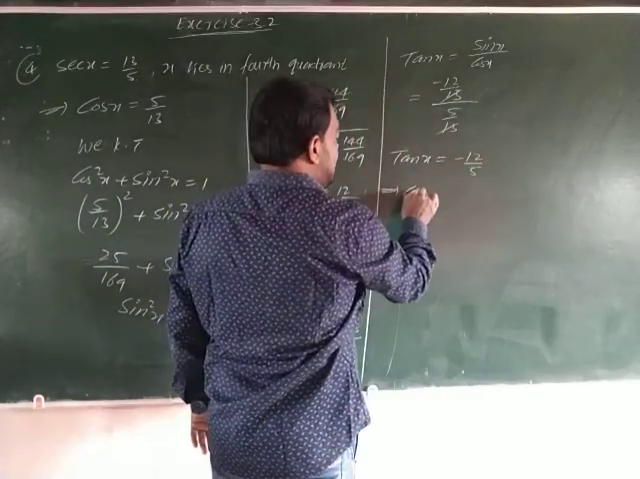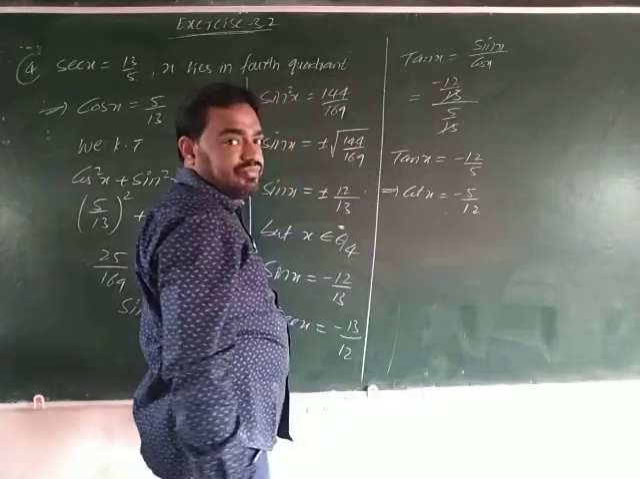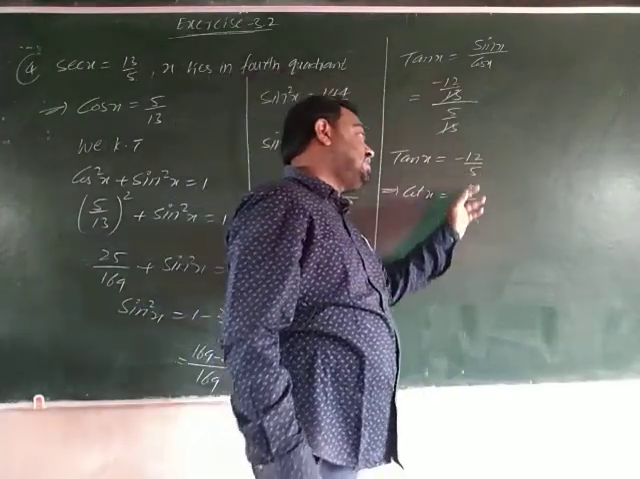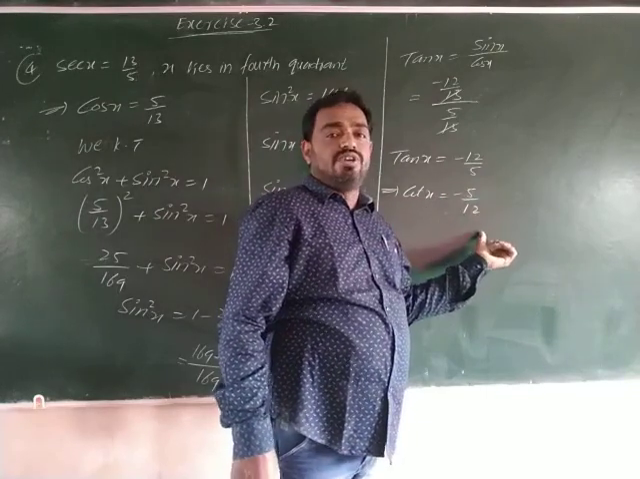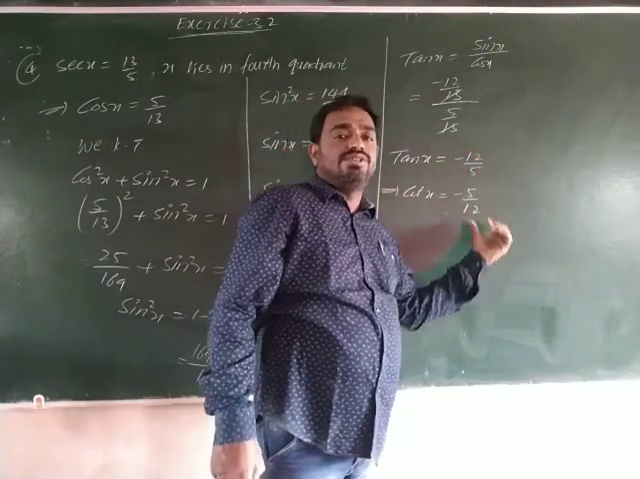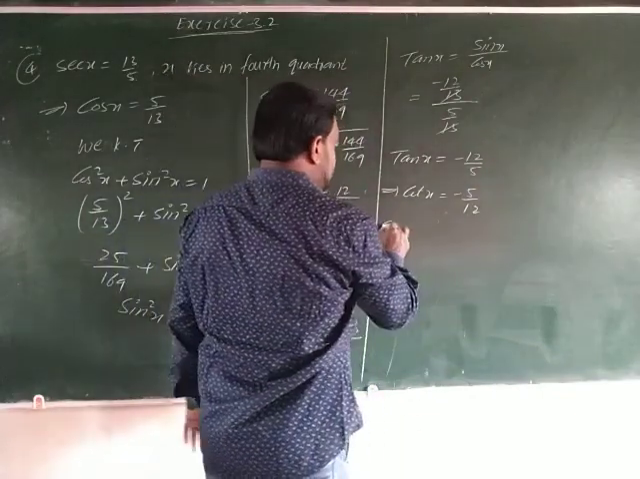From this, cot x is equals to minus 5 by 12. How? Cot x is equals to 1 by tan x. 1 by minus 12 by 5. Third position multiplied first position. So minus 5 by 12. That is answer. Next, you write all the values.